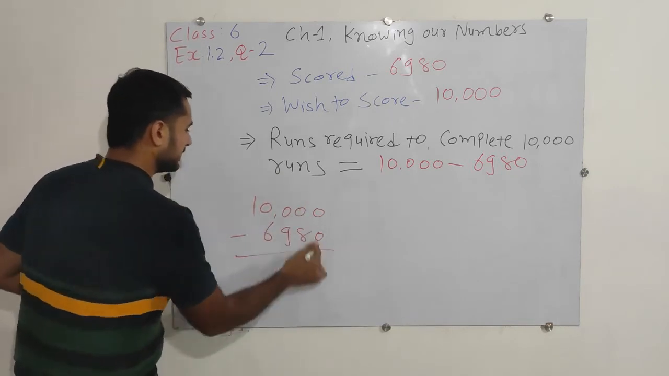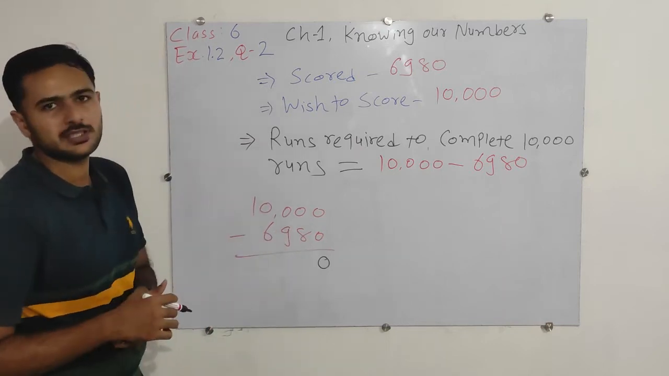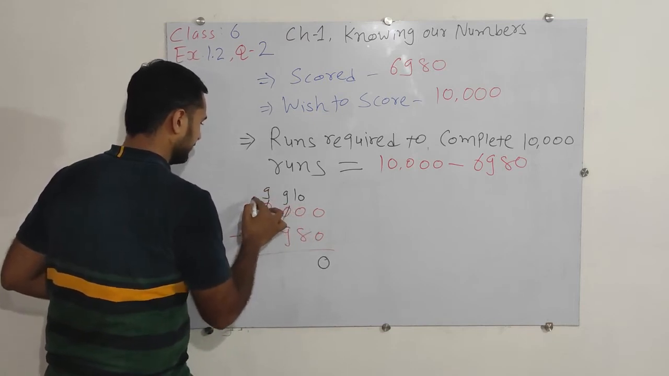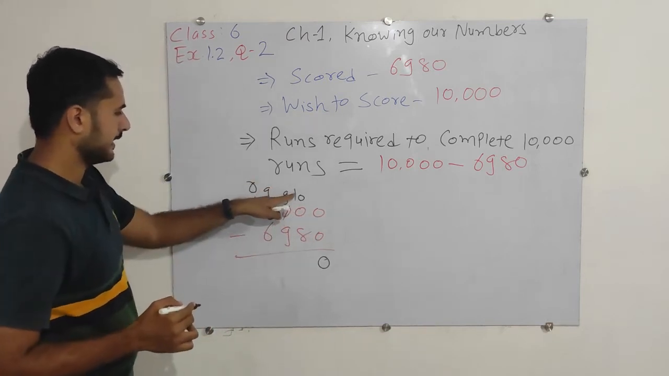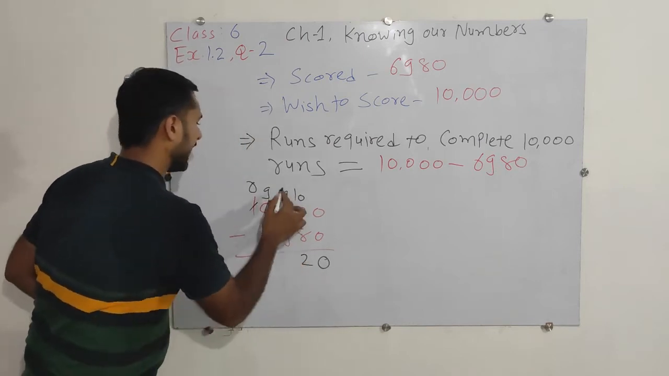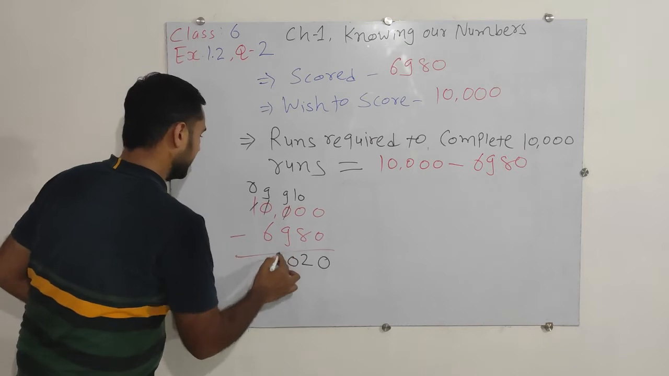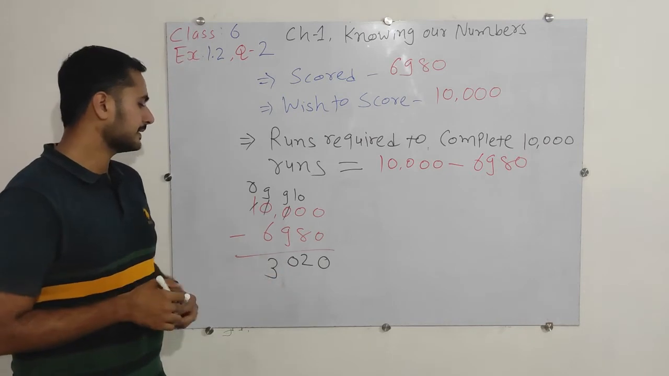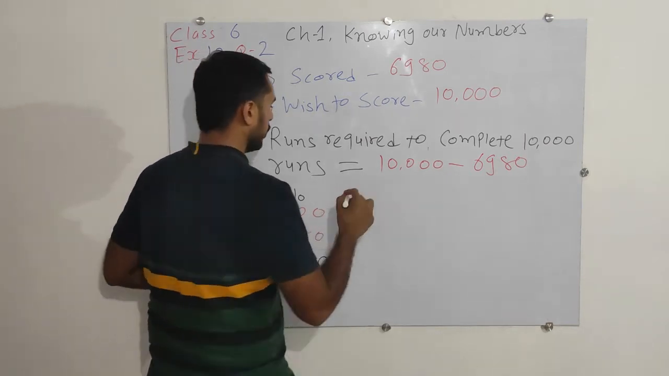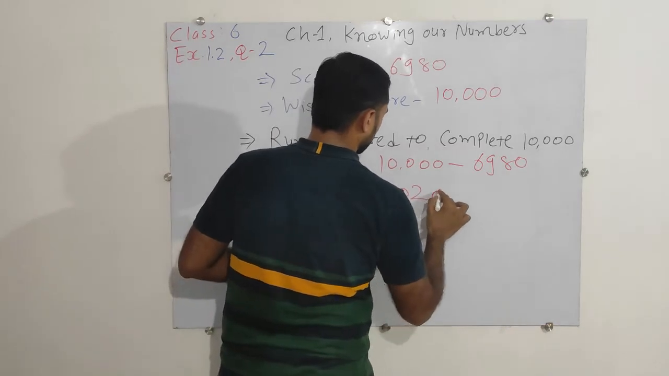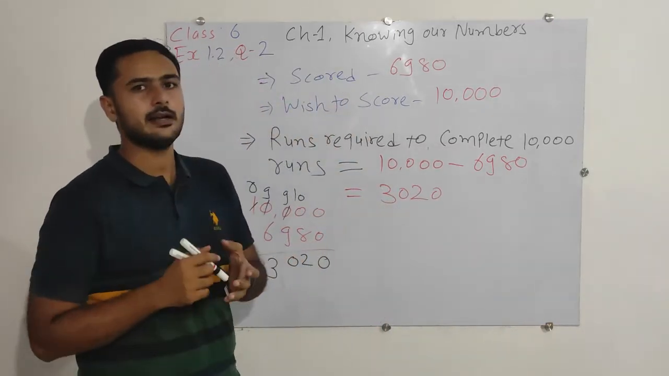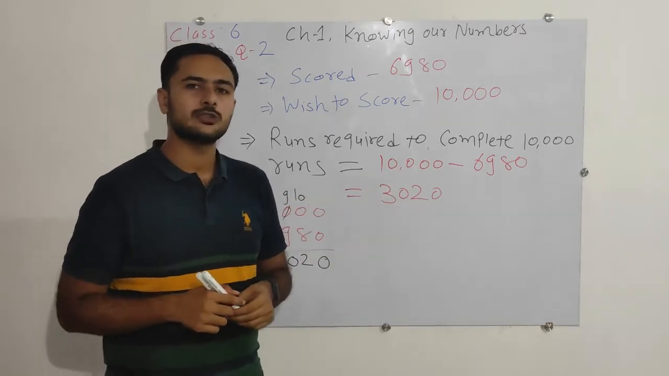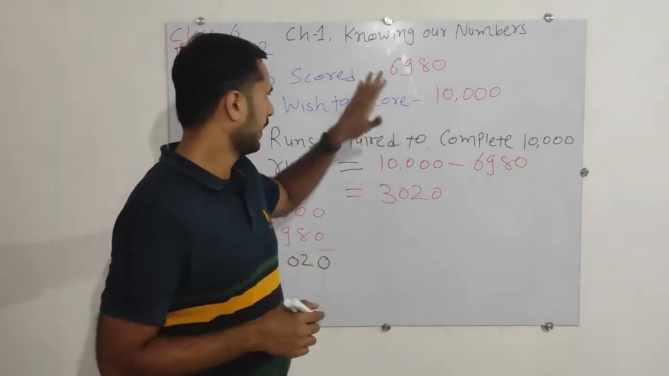So 0 minus 0 is 0. 0 minus 8, that's not possible, so we will take 10, here 9, here 9, and here 0. Here 10 minus 8 is 2. 9 minus 9 is 0. 9 minus 6 is 3, and 0, no need to write. Now we got the answer 3020. So how many runs does Shekhar need to complete 10,000 runs? That is 3020 runs. Now pause the video and note it down.